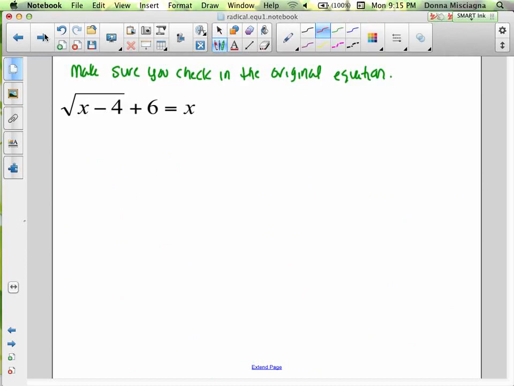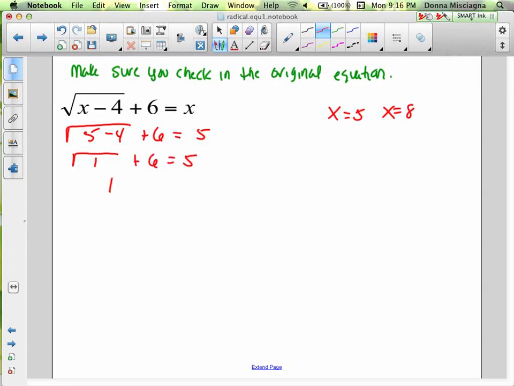All right, so we have x equals 5 and x equals 8. Make sure you check in the original equation. Always use the original equation because you may disguise an extraneous solution and make it seem like it is a real solution. So we have the square root of 5 minus 4 plus 6 equals 5. 5 minus 4 is 1. Square root of 1 is 1. And that's not a true statement. All right, so this one here, x equals 5, is an extraneous solution.